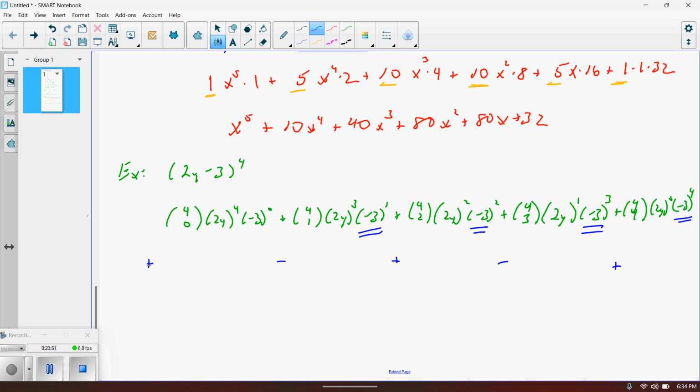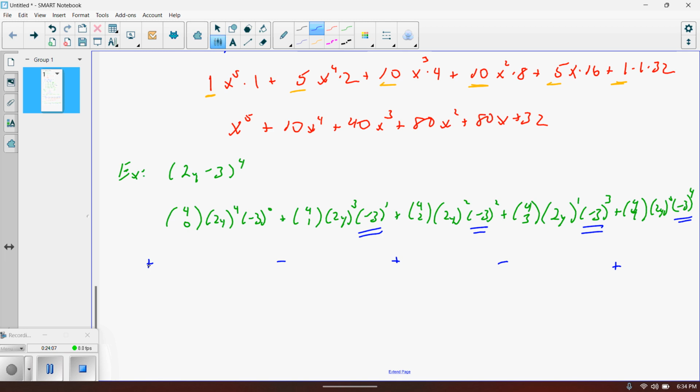So just keep in mind that when you have a minus sign as part of your binomial, you will get alternating signs for your terms. But otherwise, the expansion is done exactly the same way. Again, I'm not going to simplify that. You can feel free to go ahead and do that.